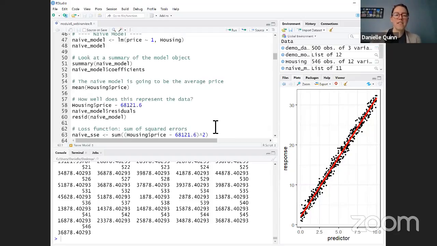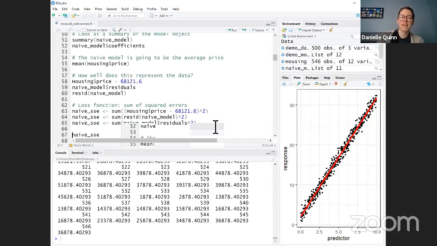So if we want to calculate the loss function, remember that is the sum of squared errors or sum of squared residuals.